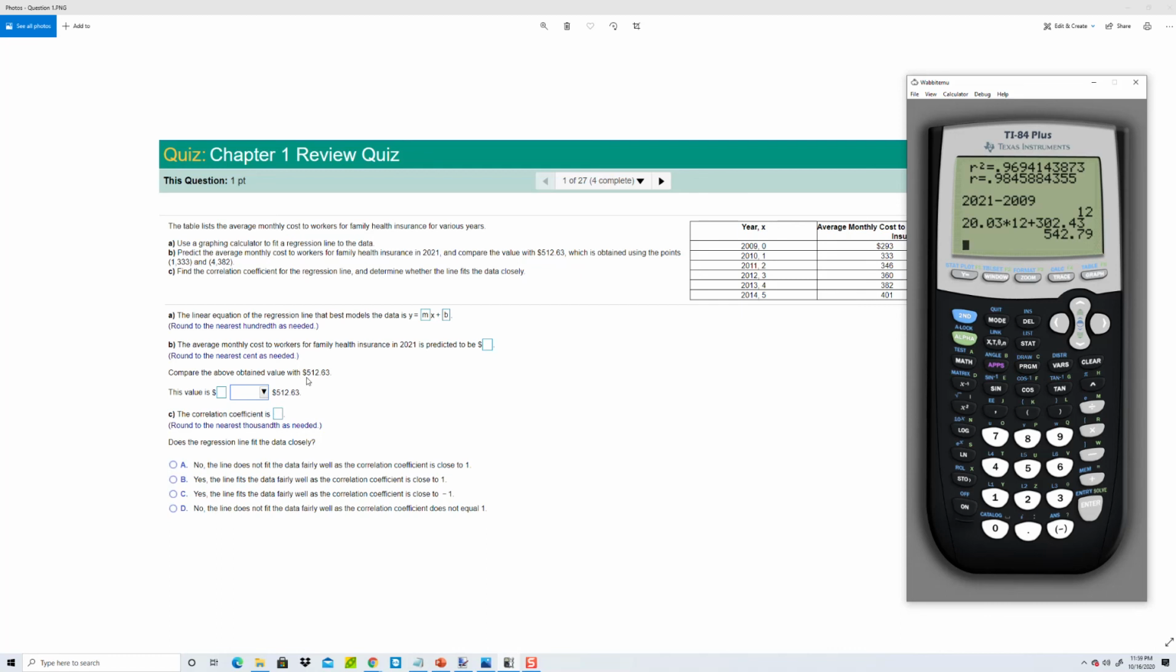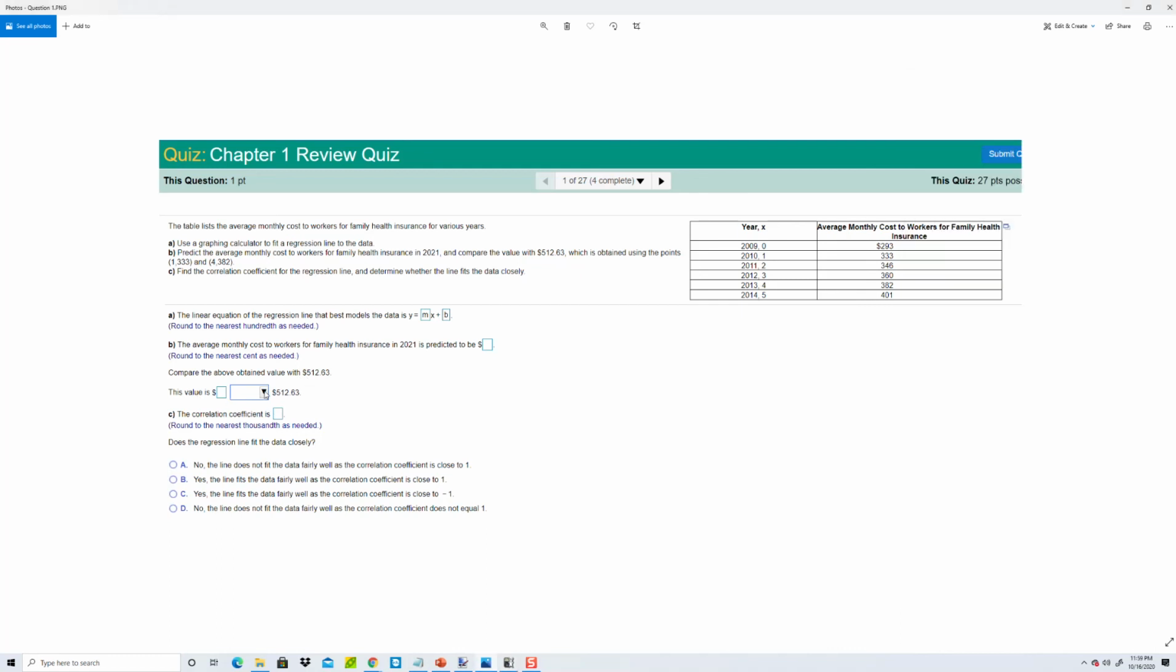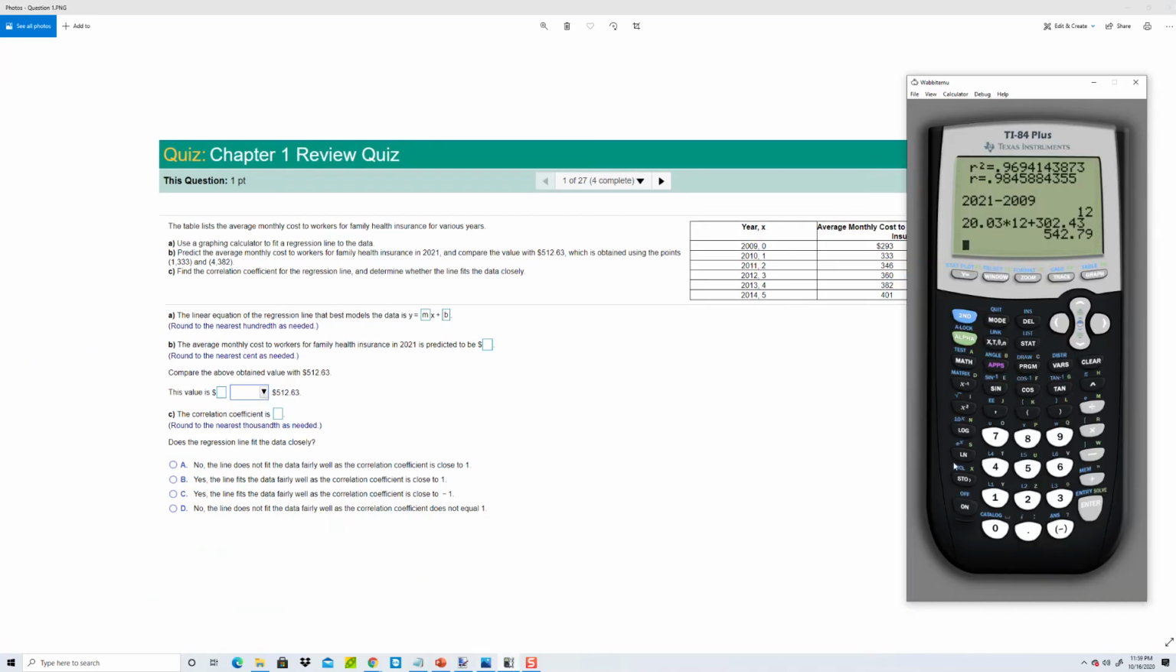Now they say compare the above with this. I think you need to mark this probably like greater than or less than. Like I said, oh, that's an image. What am I doing clicking it?